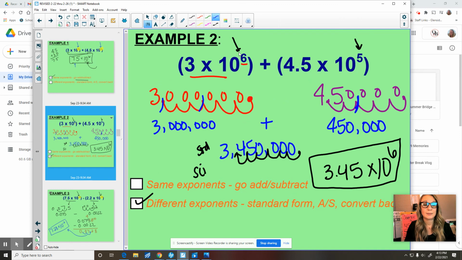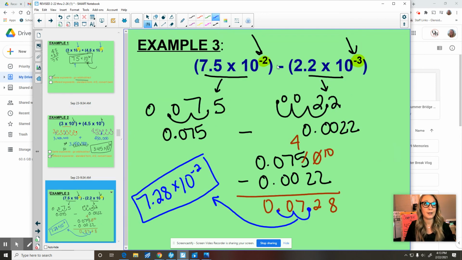When you've got exponents that are different, just convert them to standard, add or subtract whatever the problem tells you, convert back to scientific. Okay, and that's exactly what we did here. When you have those negative exponents, though, you have to be aware you're going to be creating decimals. And when you add or subtract, please line up your decimals. Just please do it. And then convert back to scientific.